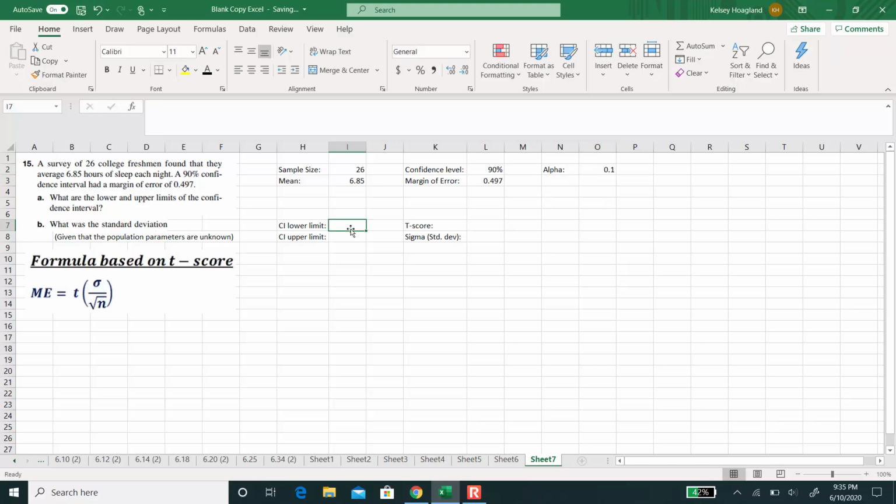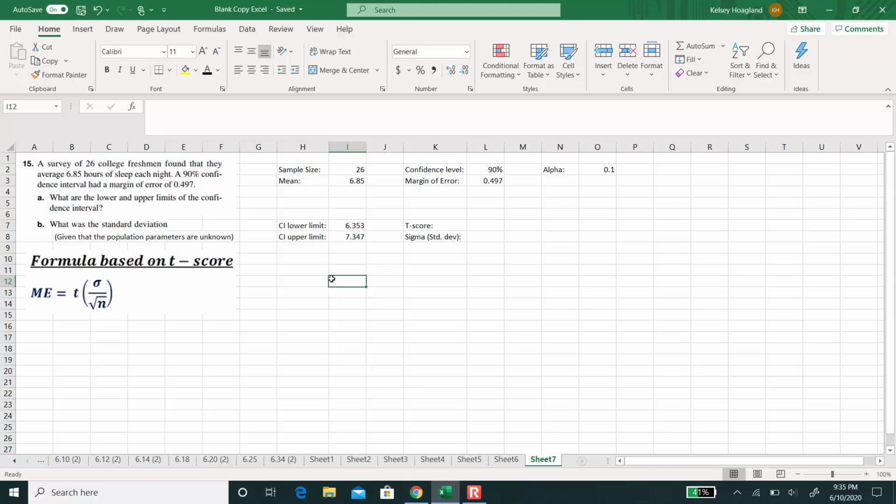So now we can go on to answering part A, the lower and upper limits of the confidence interval. So let's start with the lower limit. To find the lower limit, you take your mean or your average and you subtract the margin of error. Then for the upper limit, you take the mean and you add the margin of error. So you get 6.353 and 7.347 as your lower and upper limits of the confidence interval. So now we can go on to finding the standard deviation.